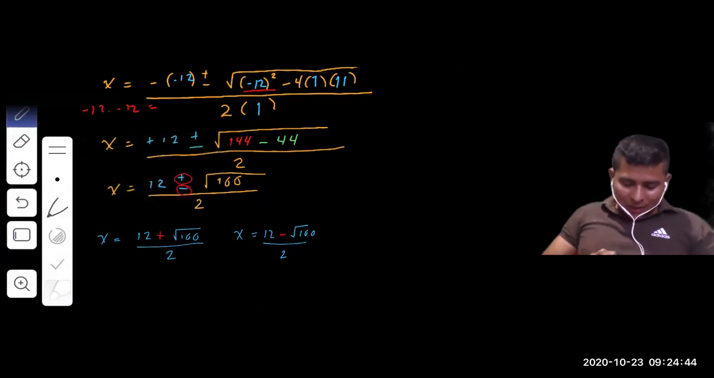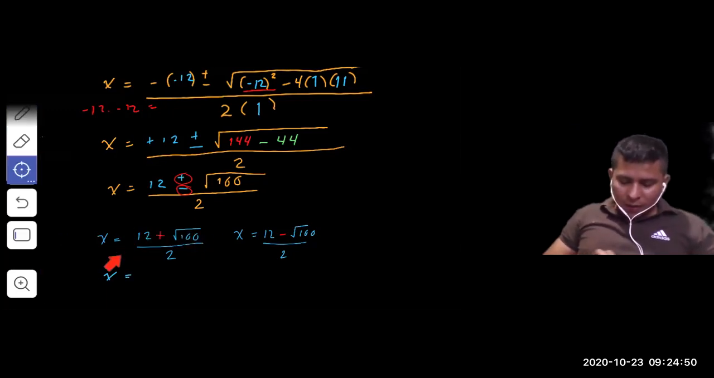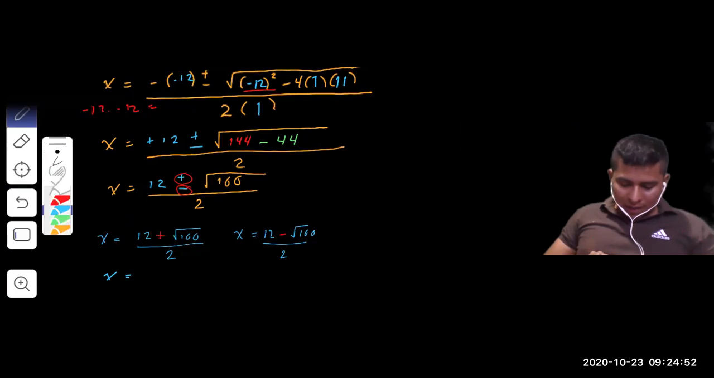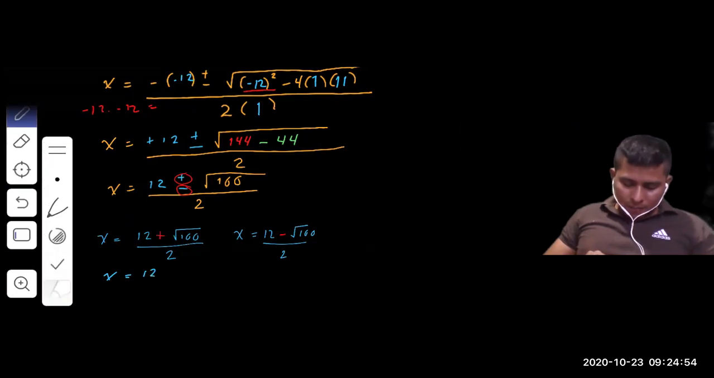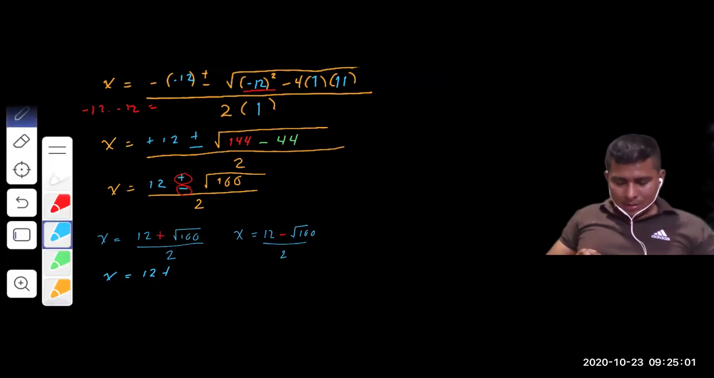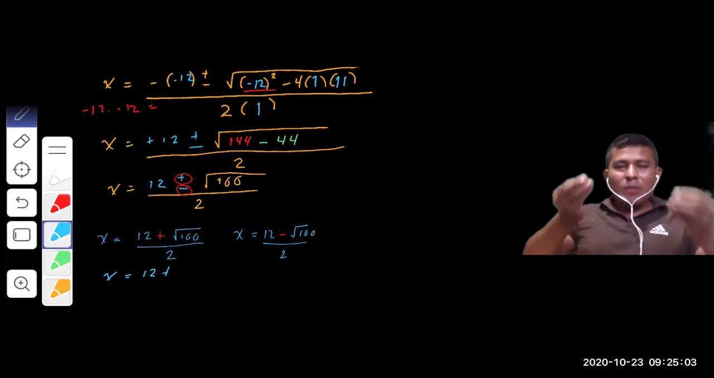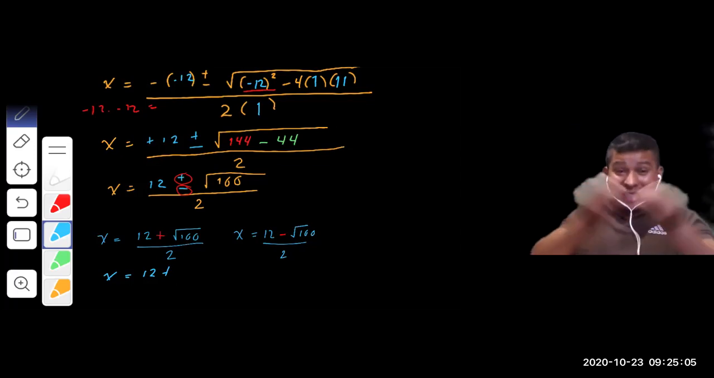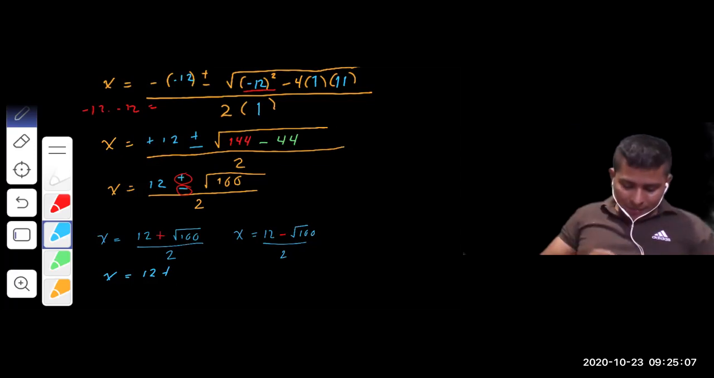Okay, let's try to work again. X is going to be equal to what, guys? Let's try to simplify this. Just focus on this: 12 plus, can someone tell me the square root of 100, guys? What is that? I think it's 10. Which number do you multiply by itself twice and get 100? 10. Thank you.